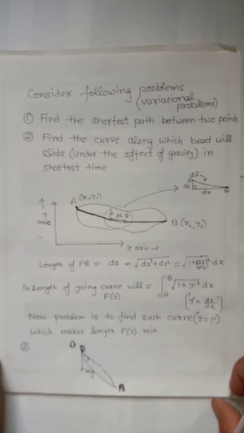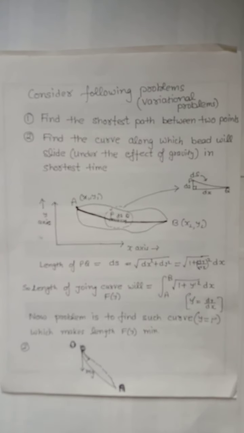The first problem is the problem of shortest path between 2 points, and the second is the problem of shortest time. Let us discuss these problems one by one. What is the first problem?